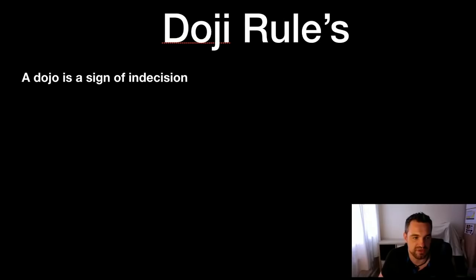And there's some rules with dojis. The first one is a doji is a sign of indecision. So if you see one and you just jump in, you're making a bit of a gamble. What you want to see is some either bearish or bullish pattern that follows to give you the signal to either buy or to sell.